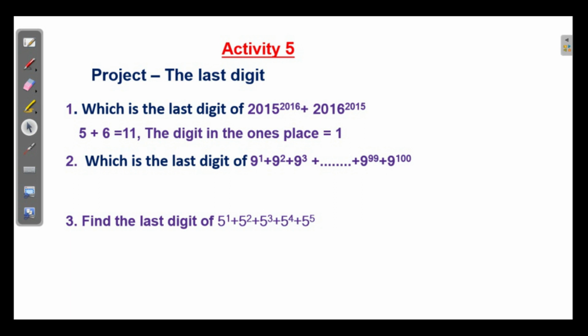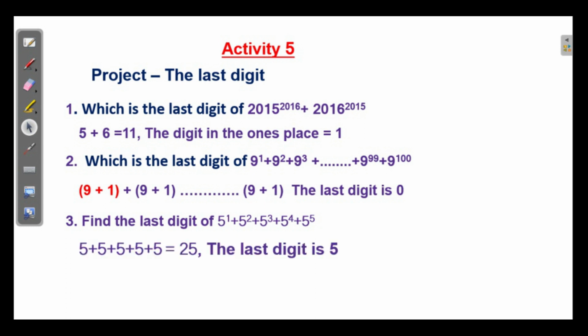So 5 plus 6 is equal to 11. So the digit in the ones place is 1. Which is the last digit of this? 9 plus 1. We have done it in the project. So we can easily write that the last digit is 0. And here the last digit is 5.